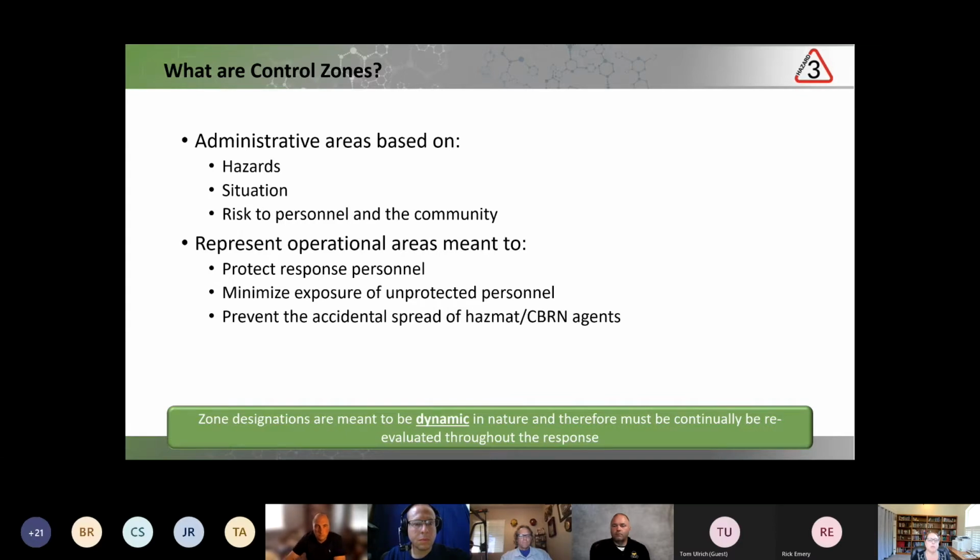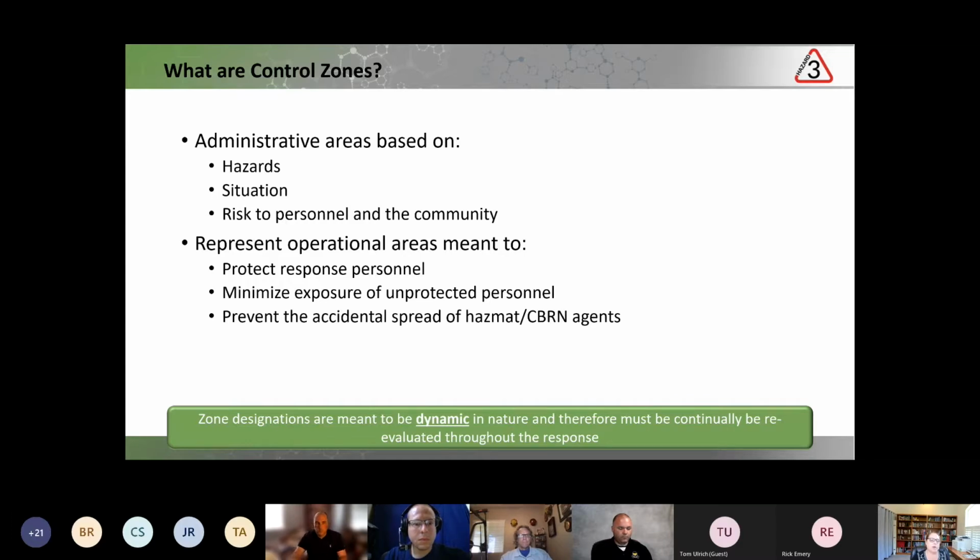They also represent operational areas. And those operational areas have to protect the response personnel, minimize exposure of unprotected personnel, and prevent the accidental spread of hazmat and CBRN agents. So when we set these areas, we need to communicate clearly exactly where those areas are and what the expectations are within each area.